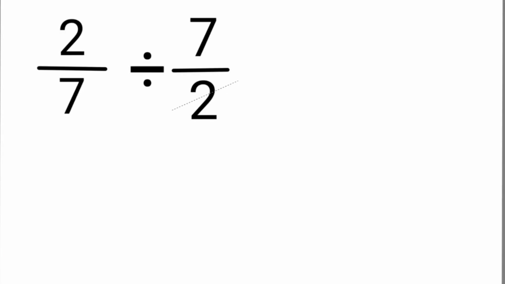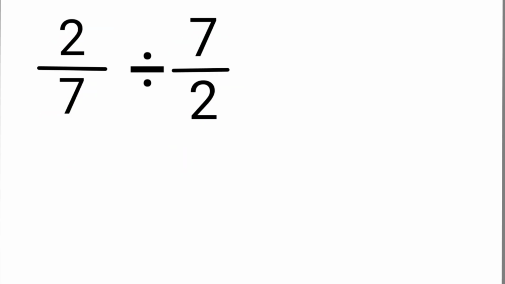The question can be solved by cancelling 2 and 2. 7 is cancelled with 7. So our answer will be equal to 1. But it is wrong.